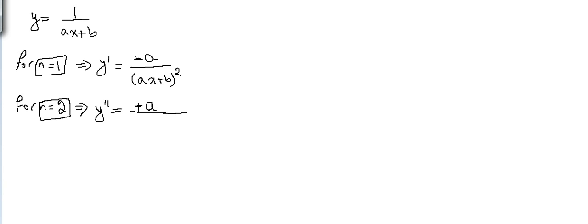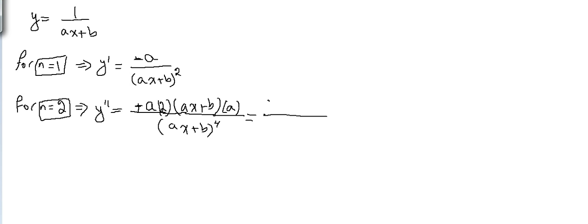And what is the derivative of this v down? It's 2 multiplied with ax plus b to the power 1. And the derivative of ax plus b is a, over the v, which is ax plus b squared, so it's power 4. Then it will be equal to 2, a times a is a squared, times ax plus b over ax plus b cancel, so it will be ax plus b to the power 3.